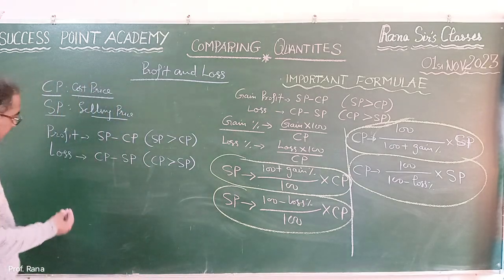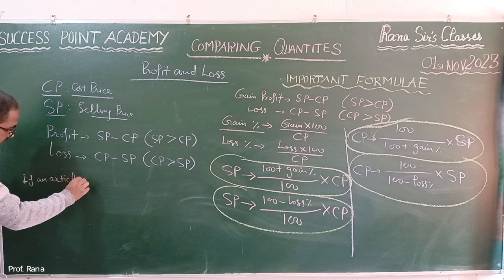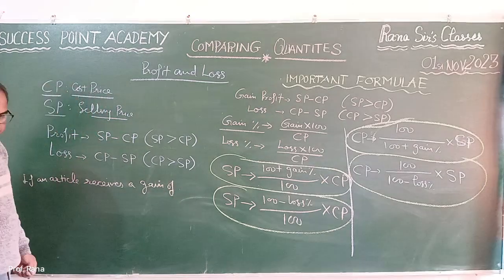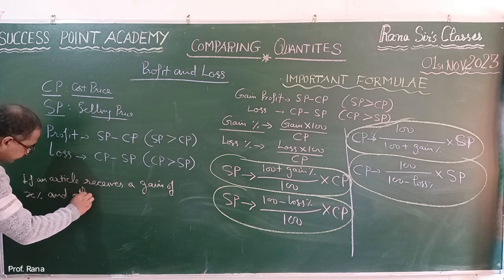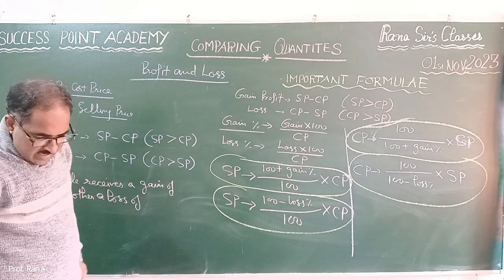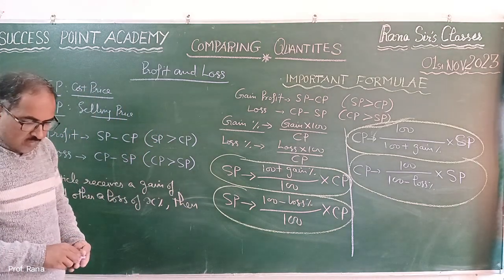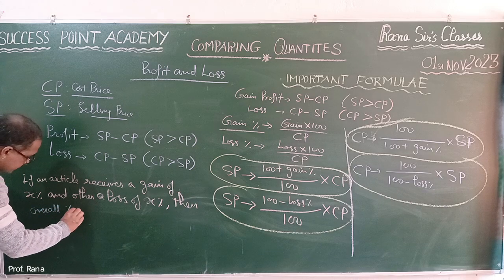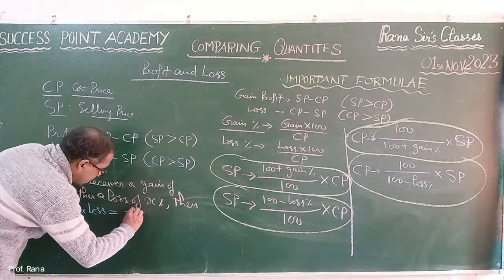Next is, very important, if an article receives a gain of X% and another a loss of X%, then the overall percentage loss will be equal to X square upon 100%.